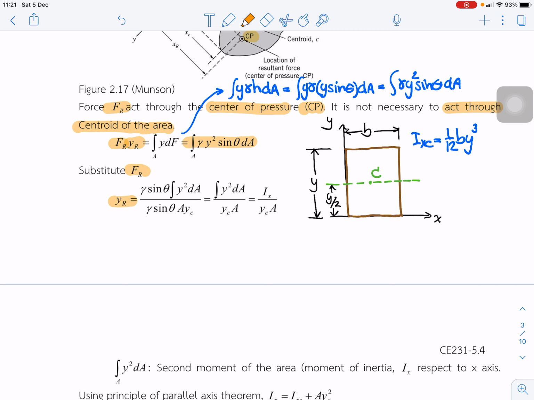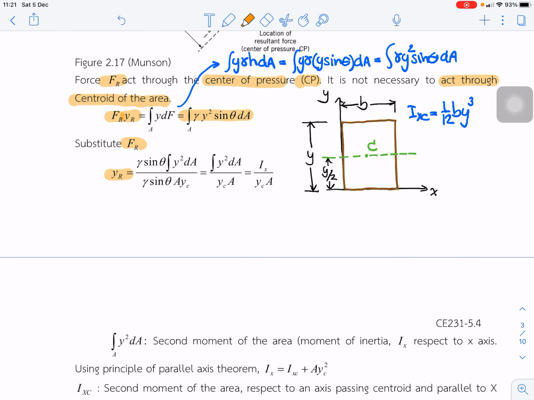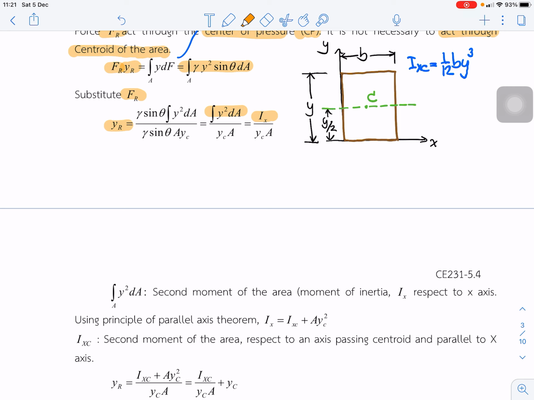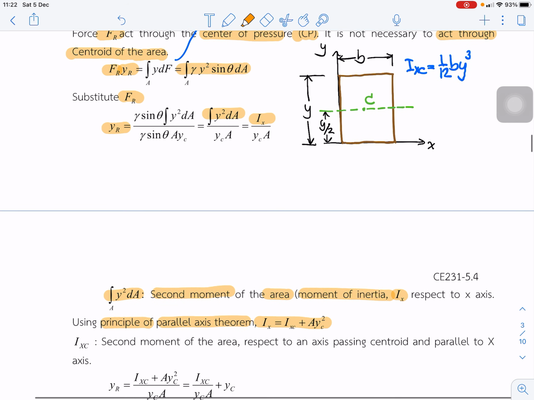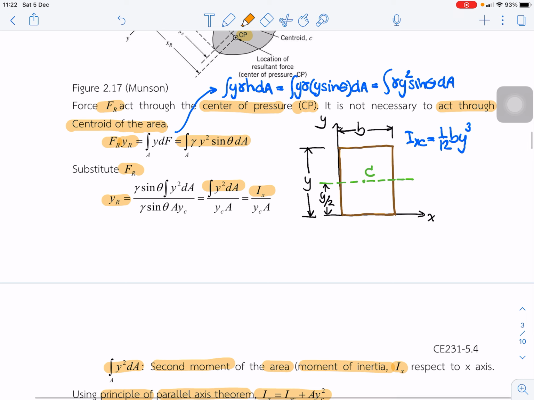Under this term, the integration of y squared dA is what we call the second moment of the area, or moment of inertia, that you learned from statics. Ix is with respect to the x-axis. We can use the parallel axis theorem to estimate the moment of inertia around the x-axis. Let me remind you using a rectangular shape.